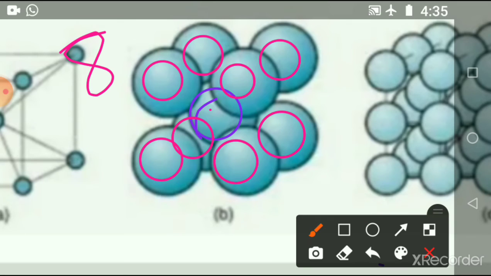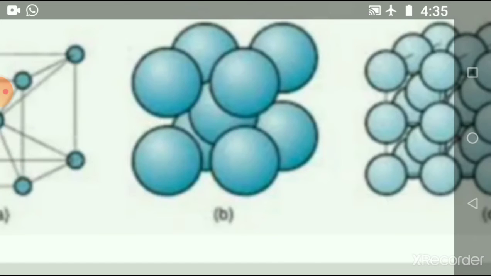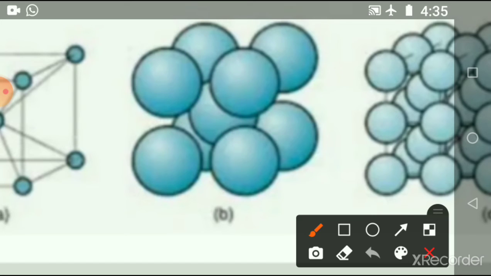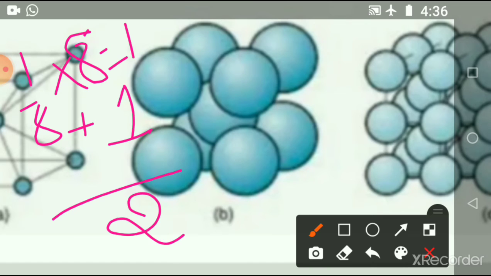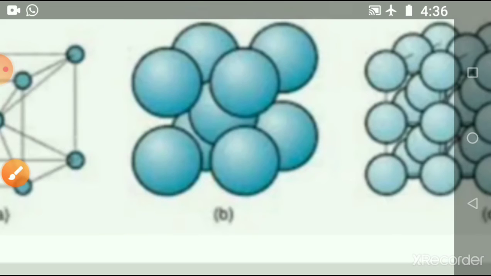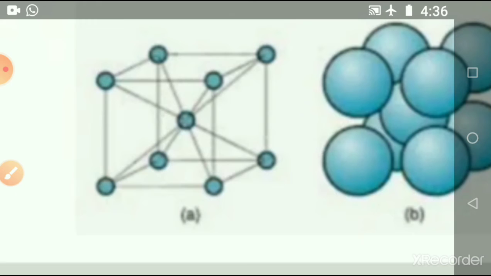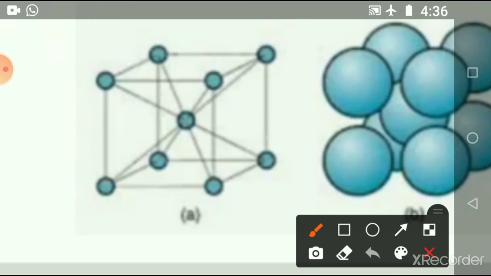Next, how many atoms are there in this unit cell? There are 8 corner atoms. Each corner atom contributes 1/8 portion. So how much is that? 1/8 into 8 is 1. And there is one body centered atom which entirely belongs to the unit cell. So 1 plus 1 is 2 atoms. So in all there are 2 atoms in this unit cell. Right? This is what we call the space filling model.